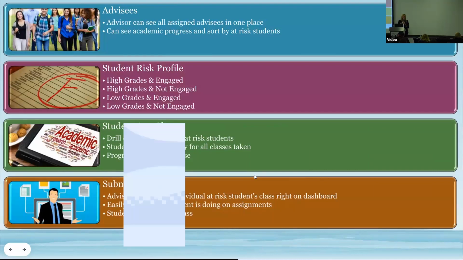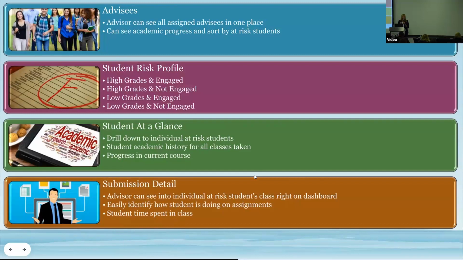They can get to that student quickly and refer them to one of our help centers or one-on-one tutoring. And then submission detail, they can actually see, well, is it week 3 and the student has only submitted 2 assignments? So all of this is so important.